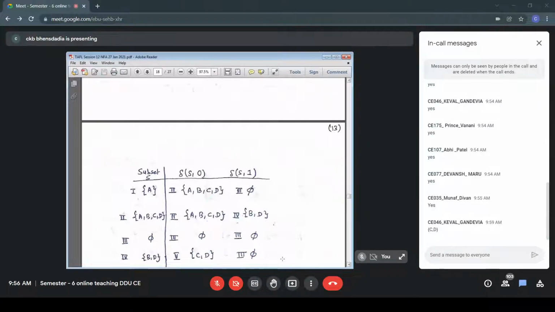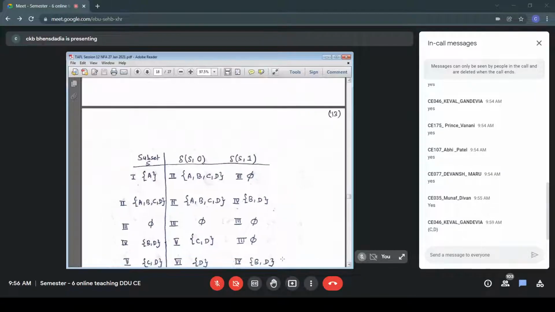That is CD and phi. CD is not yet encountered. That is a new subset, new state, new label. There is number 5. The phi label is 3, already given. We continue and take CD.